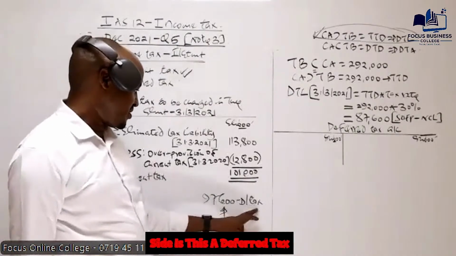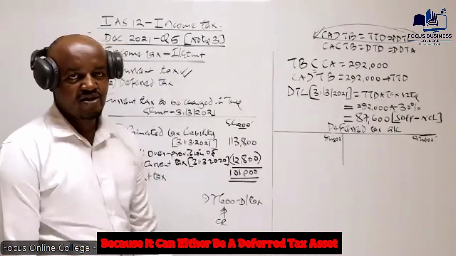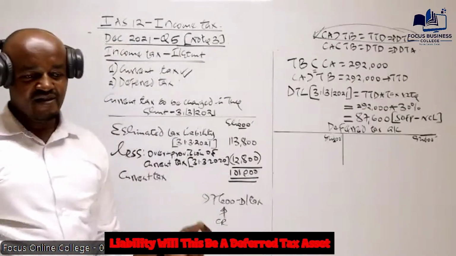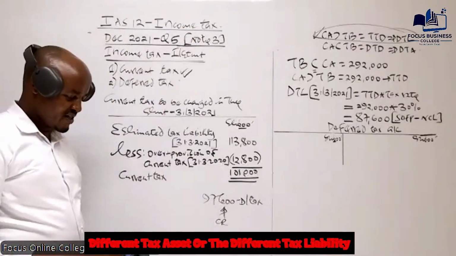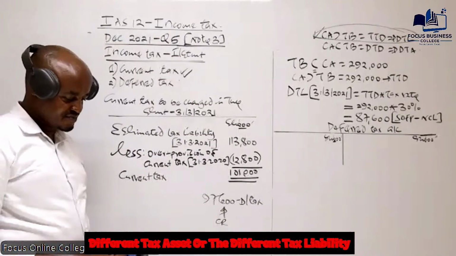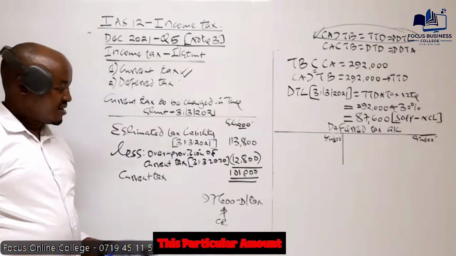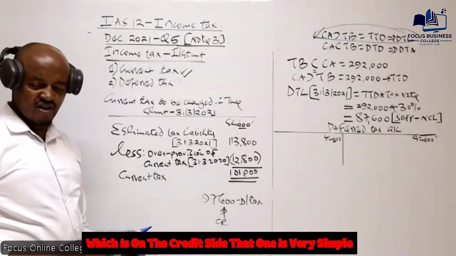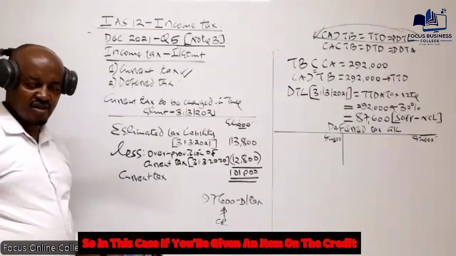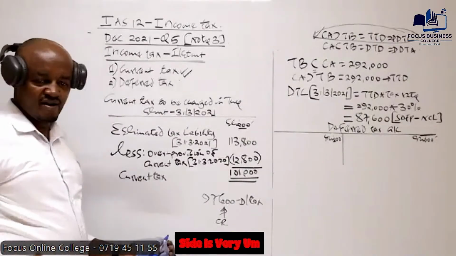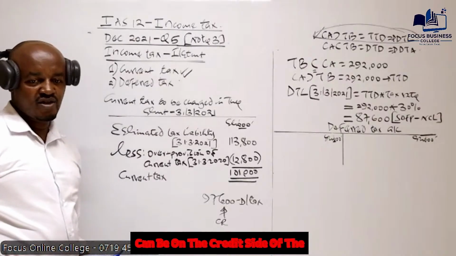Is this a deferred tax asset or is it a deferred tax liability? Because it can either be a deferred tax asset or a deferred tax liability. This particular amount, which is on the credit side, is very simple. Remember our acronym DIRA. If you're given an item on the credit side, it's very simple. It's for you to know that it is a liability. There is no way an asset can be on the credit side of the trial balance.